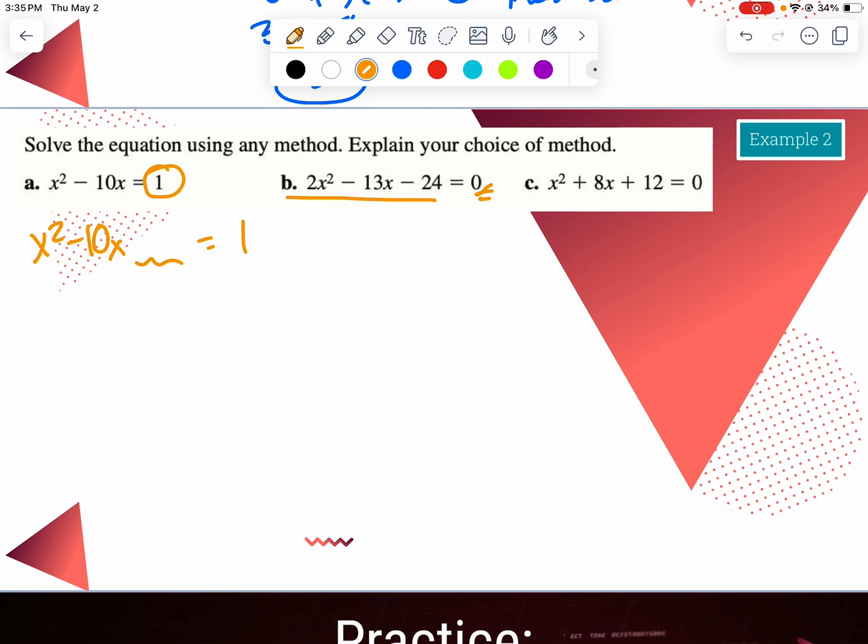In letter C, they're really trying to set you up to say, let's factor, because we have an A value of a 1. So they're trying to think, what can I multiply to get 12, add to get 8? They're trying to set you up to solve by factoring.